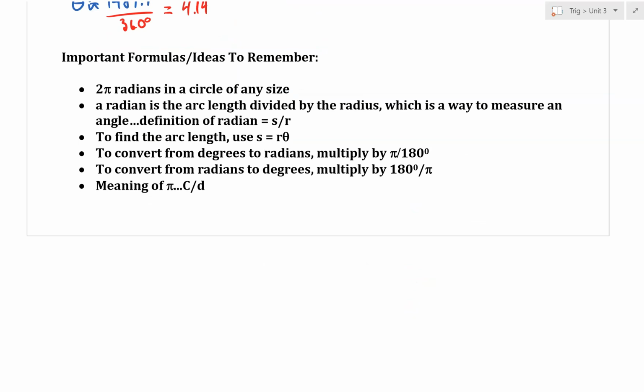All right, important formulas or ideas to remember. 2 pi radians in a circle of any size. A radian is the arc length divided by the radius, which is a way to measure an angle. Definition of radian, S over R. To find the arc length, you're going to use S is equal to R times theta, which is the angle measure. To convert from degrees to radians, multiply by pi over 180. To convert from radians to degrees, multiply by 180 over pi. And the meaning of pi, C over D.